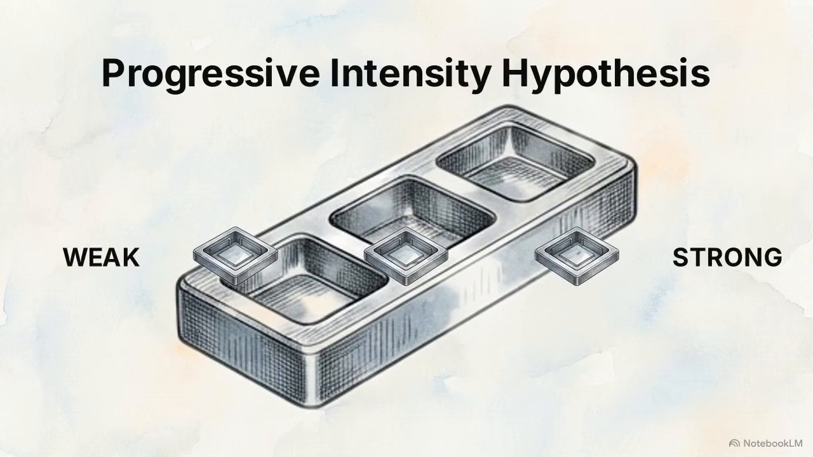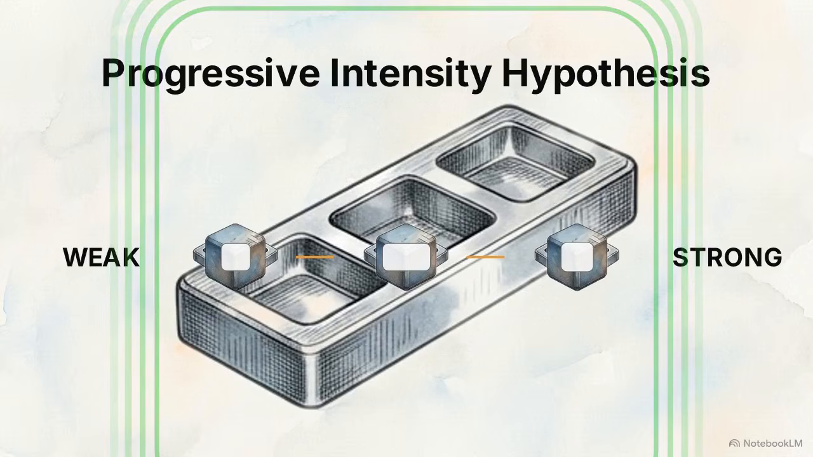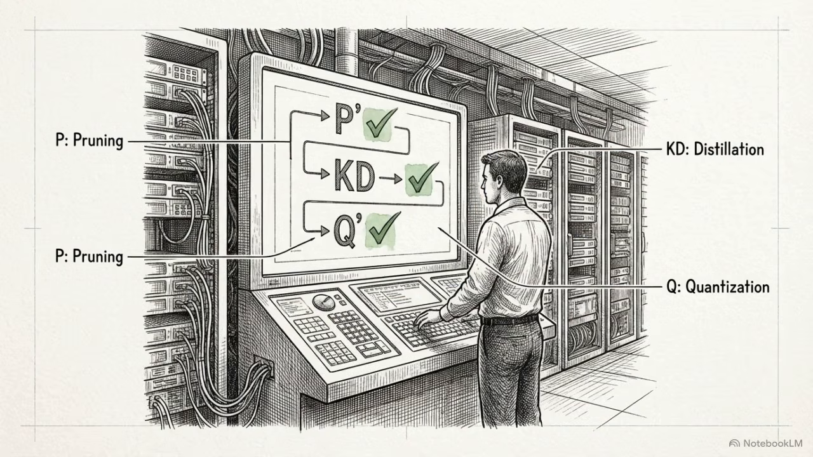It categorizes compression techniques based on their intensity, or how aggressively they alter the model's parameters. The hypothesis proposes that for a model to remain functional, weaker perturbations must be applied before stronger perturbations. Testing reveals that the order of the pipeline determines the quality of the result. Aligning the sequence with the intensity of each tool provides a mathematically viable way to stack these techniques.